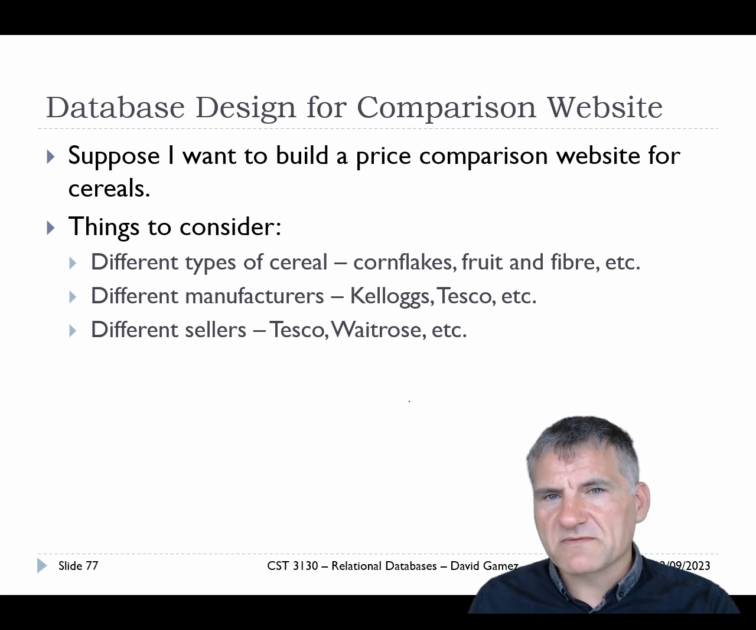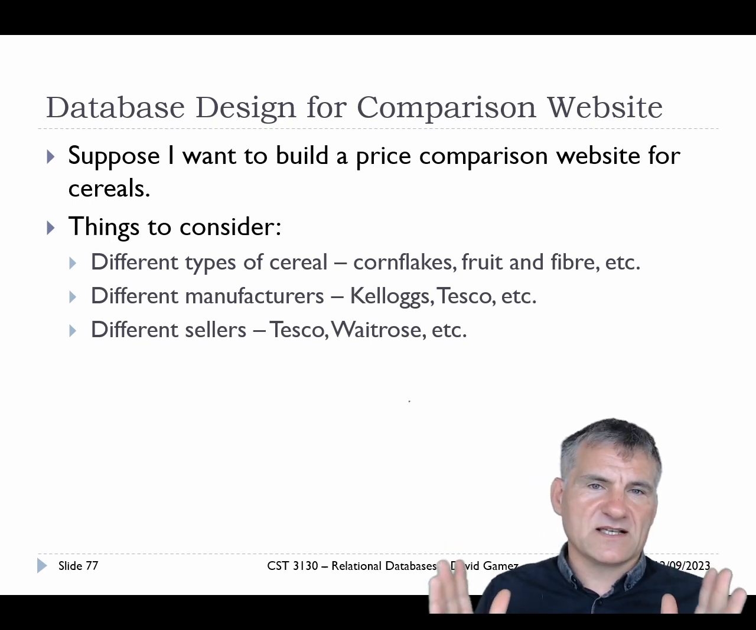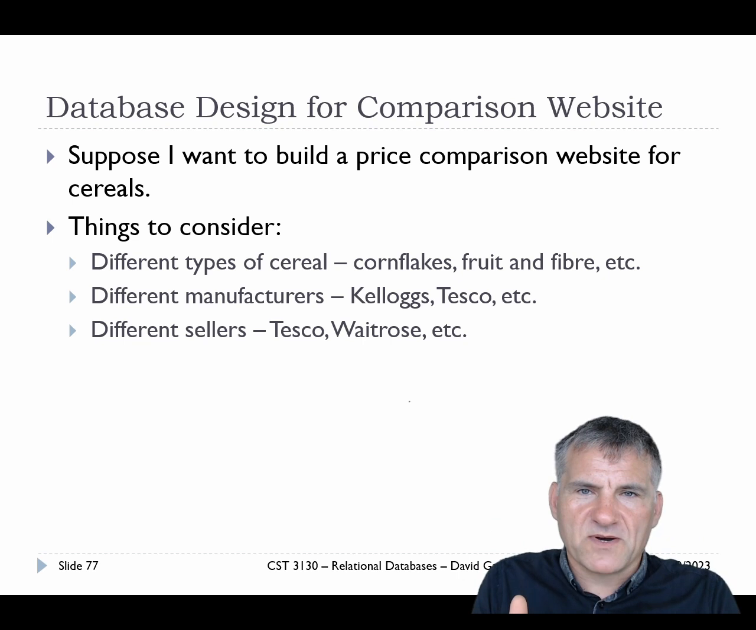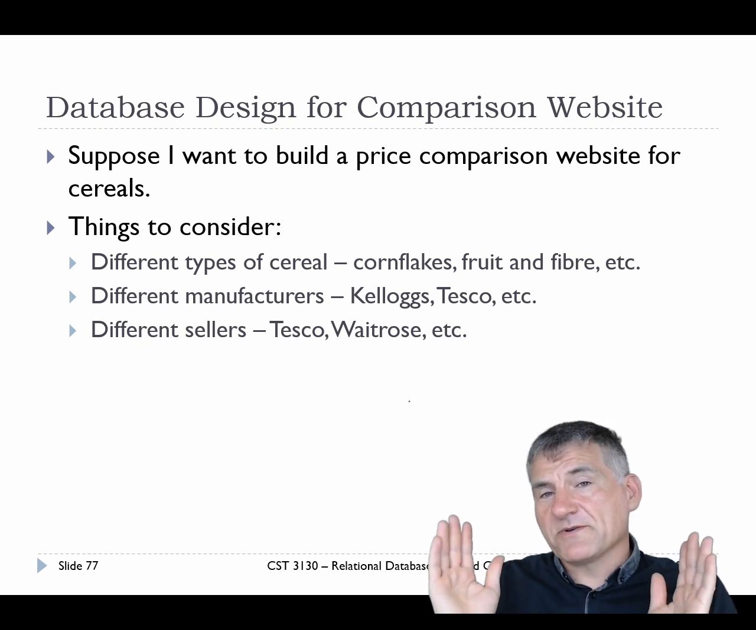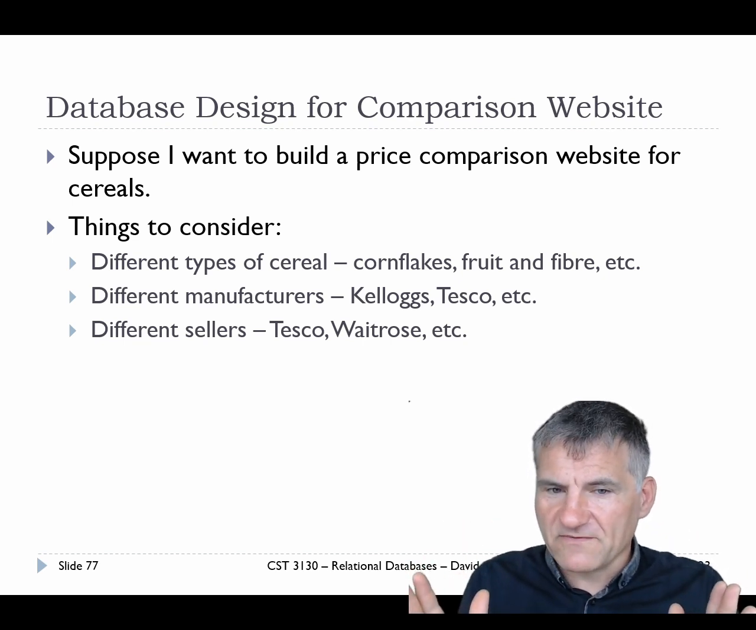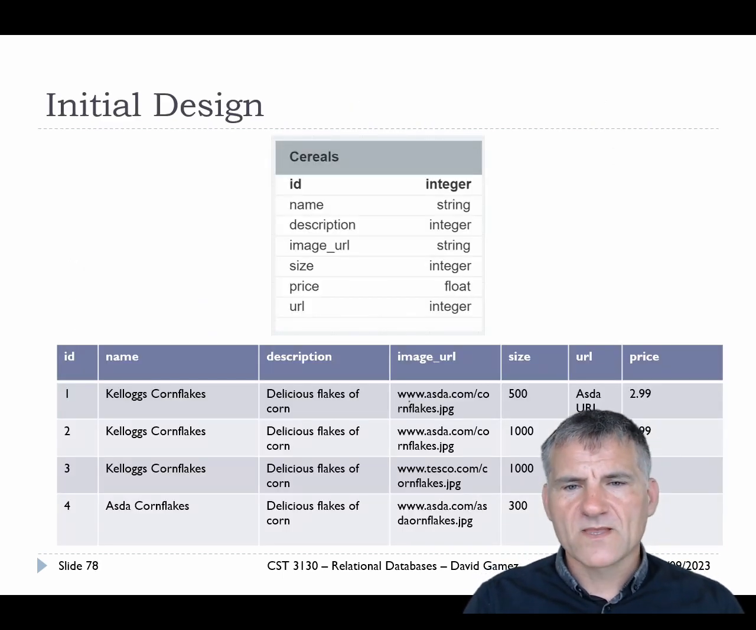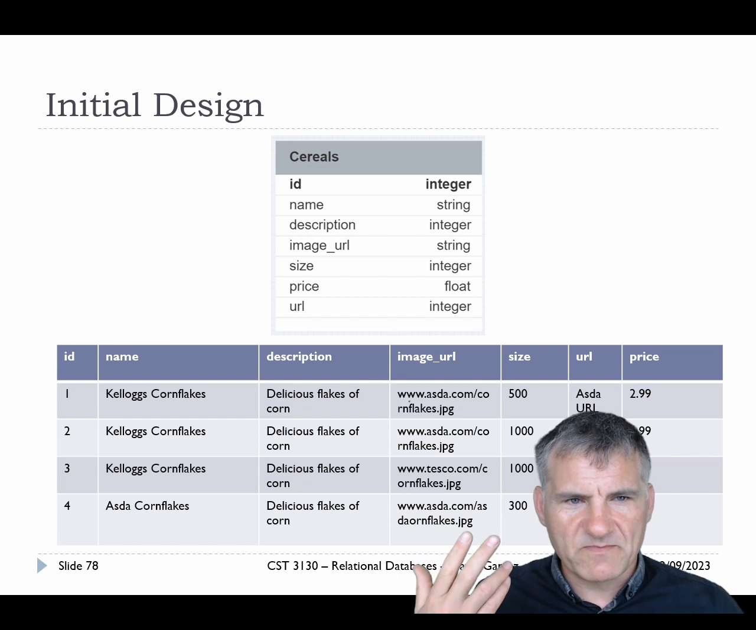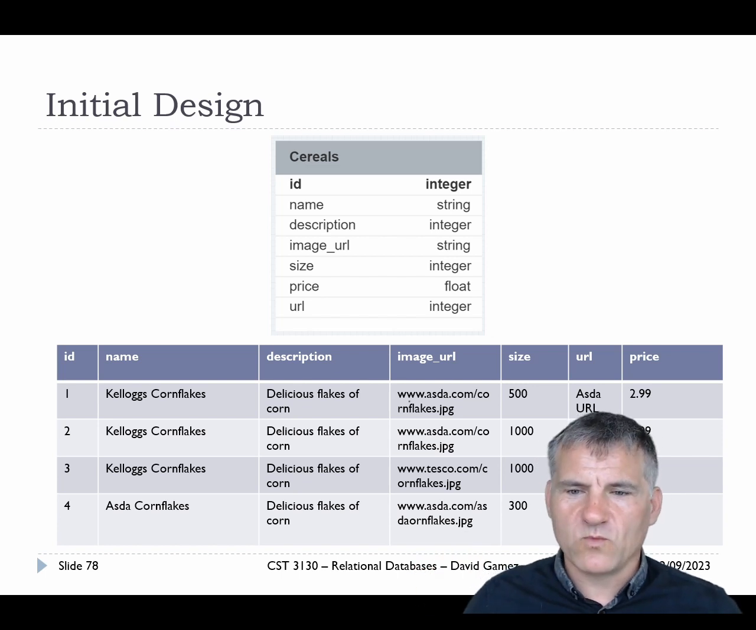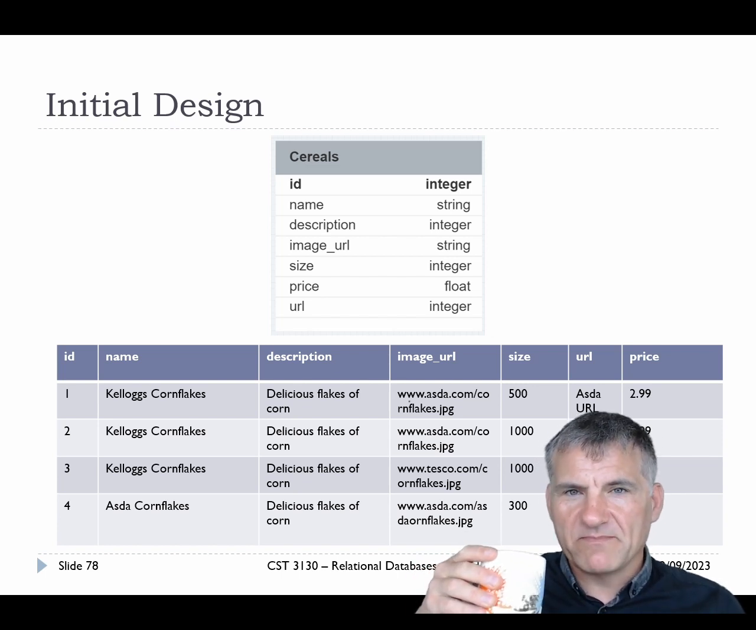And there's another problem with cereals, that they come in different size boxes. Maybe I've got a 500 gram box of Kellogg's Cornflakes. I might also have a 1,000 gram box of Kellogg's Cornflakes, which will have different prices associated with them. So let's just start off with a simple bad design, and then I'll show you why this is a problem, and we can talk about better versions of this.